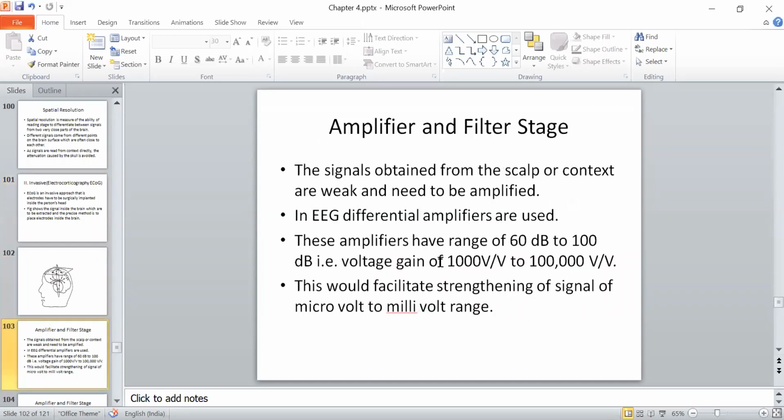ठीक है. Now, if we talk about the amplifier and filter stage, as I've already said, no matter आप invasive से लेते हो या आप non-invasive technique के through signal को read करते हो, signal is always very weak. In the case of when you read it from the brain, so we have to always amplify the signal and we also have to filter the signal. So we use very high quality differential amplifiers to amplify these signals. And what this amplifier will do, they amplify the signals from 60 dB to 100 dB, or you can say in a voltage range, if you will talk 100 volt to 1 lakh volt.